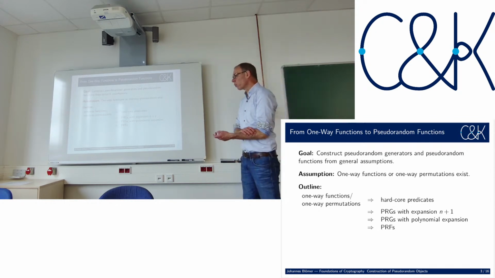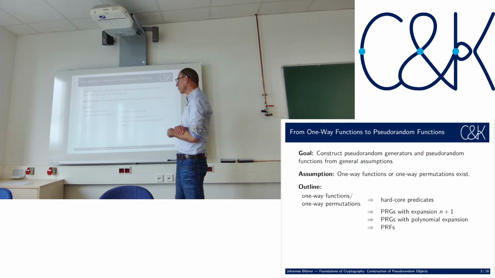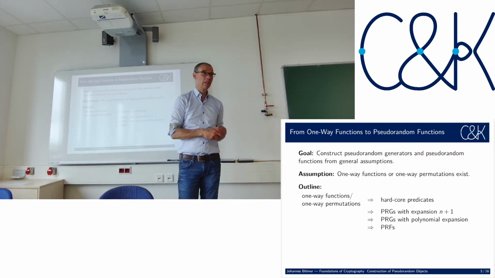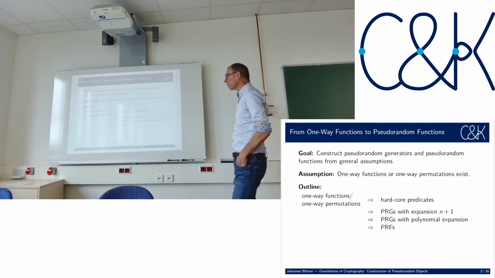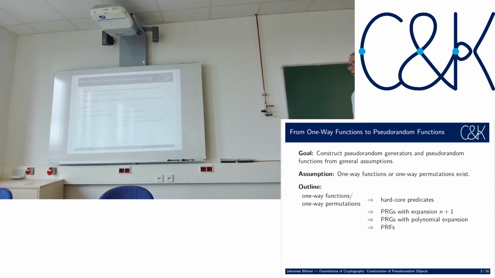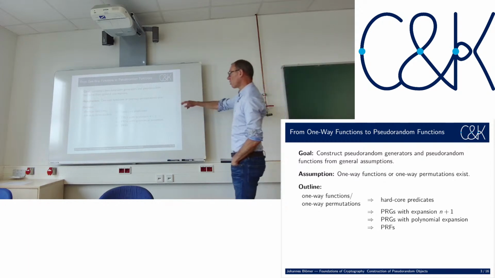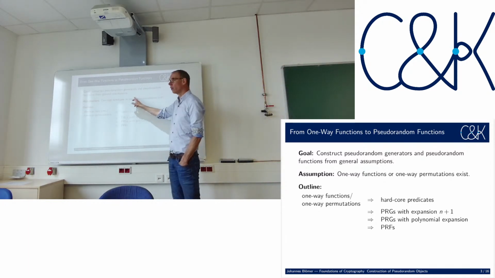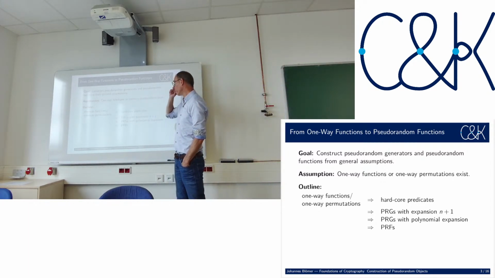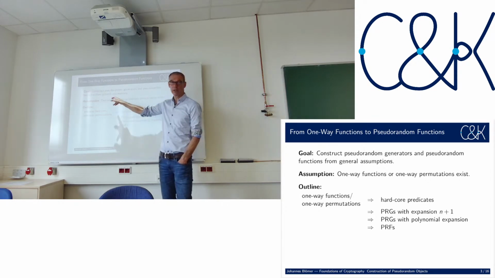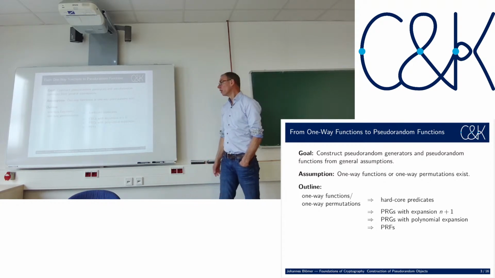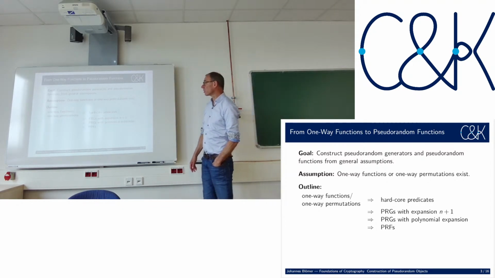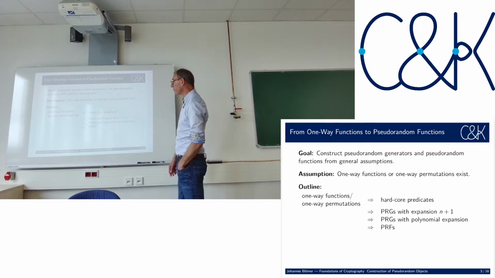And the assumption that one needs to construct these things, but that is also necessary, is the existence of one-way functions or one-way permutations. The existence of one-way permutations is a potentially stronger assumption. The existence of one-way functions is enough for the construction of pseudorandom functions.